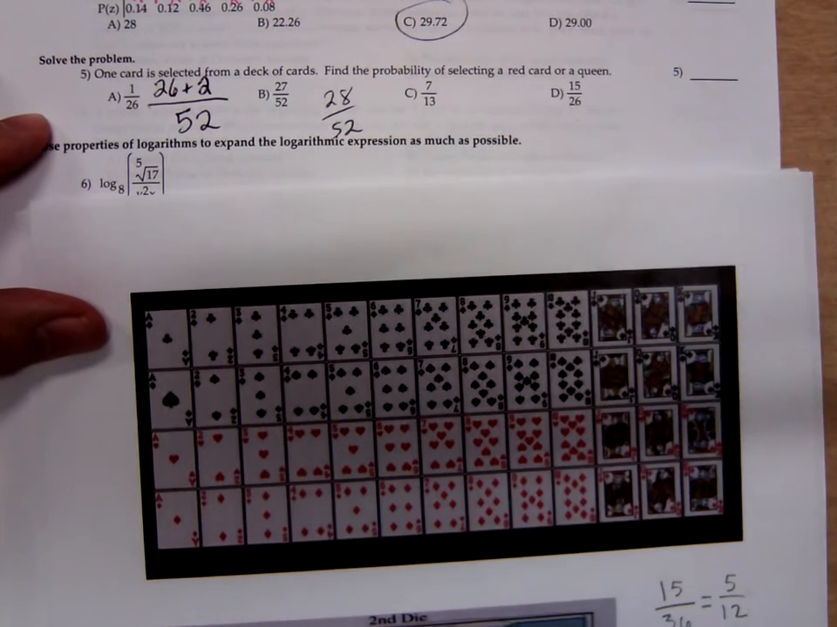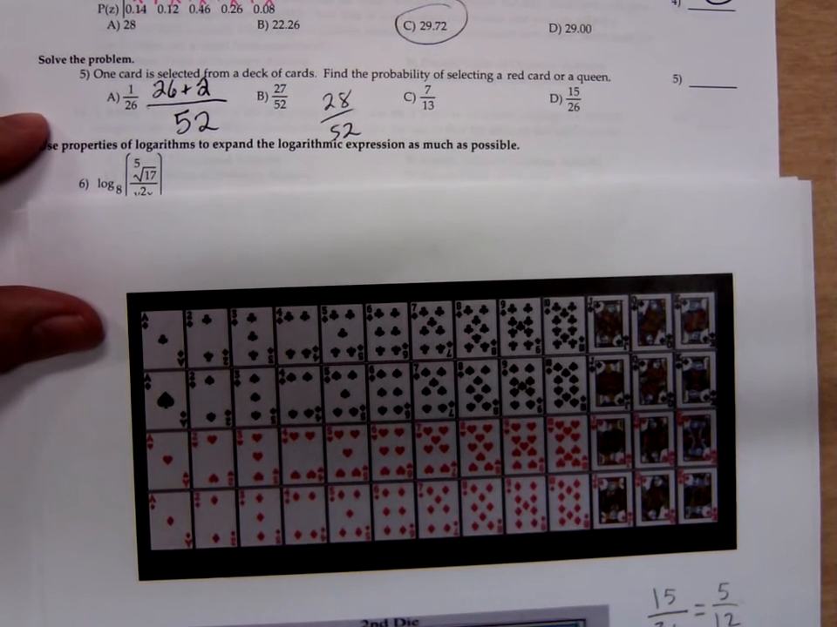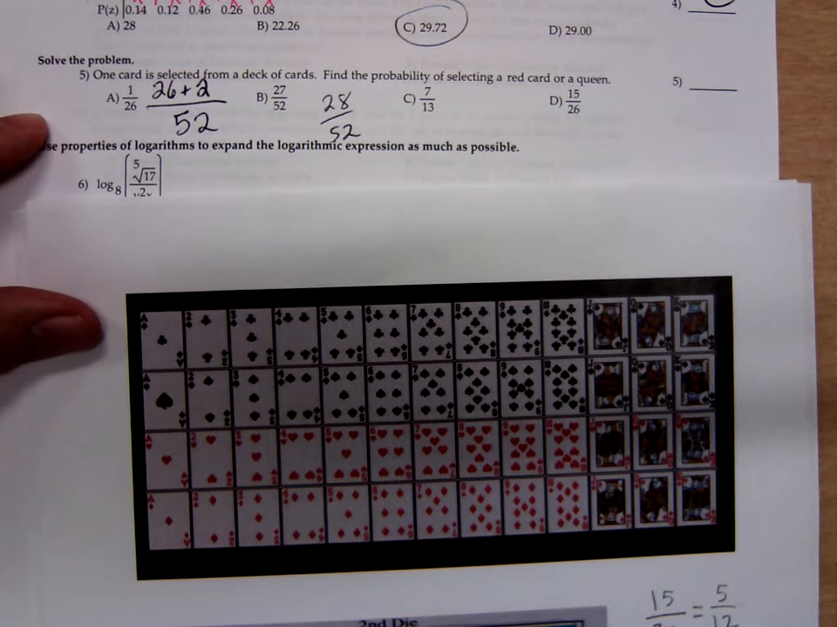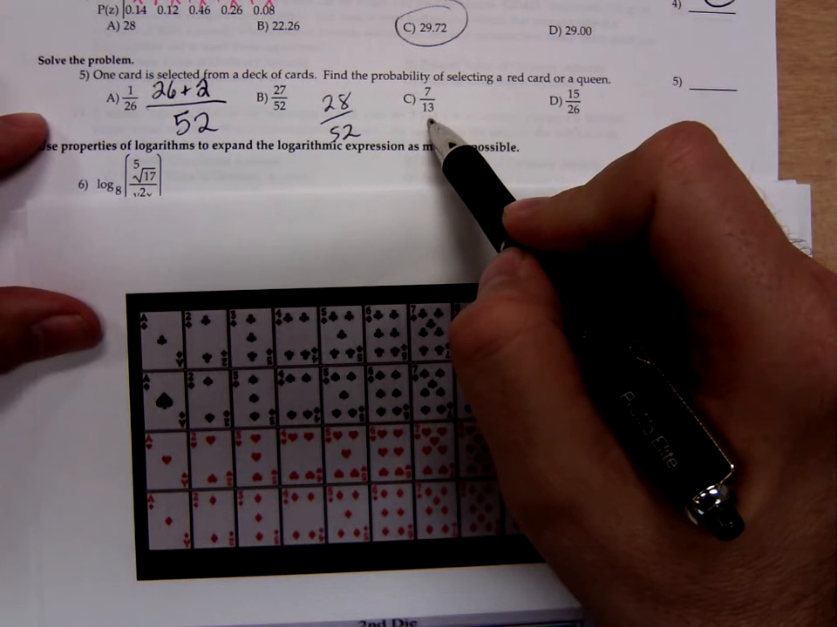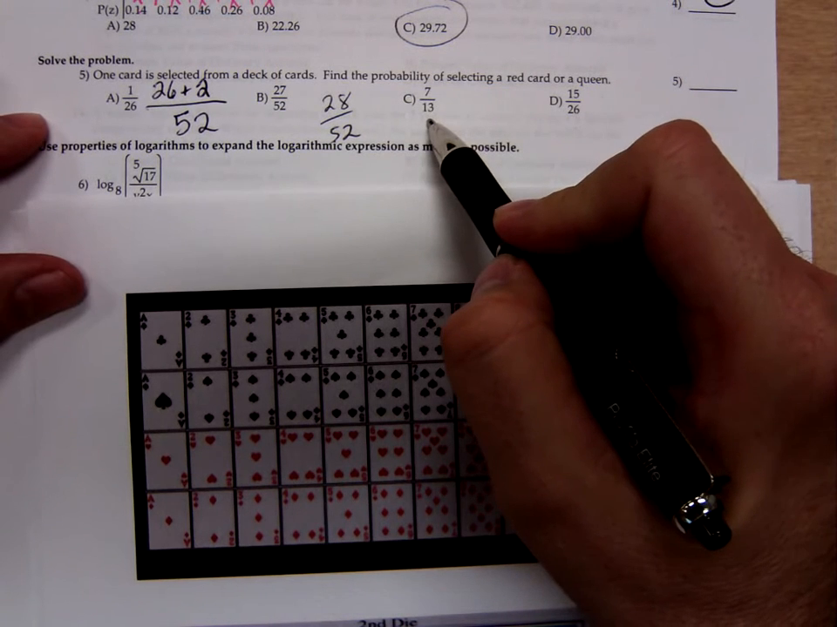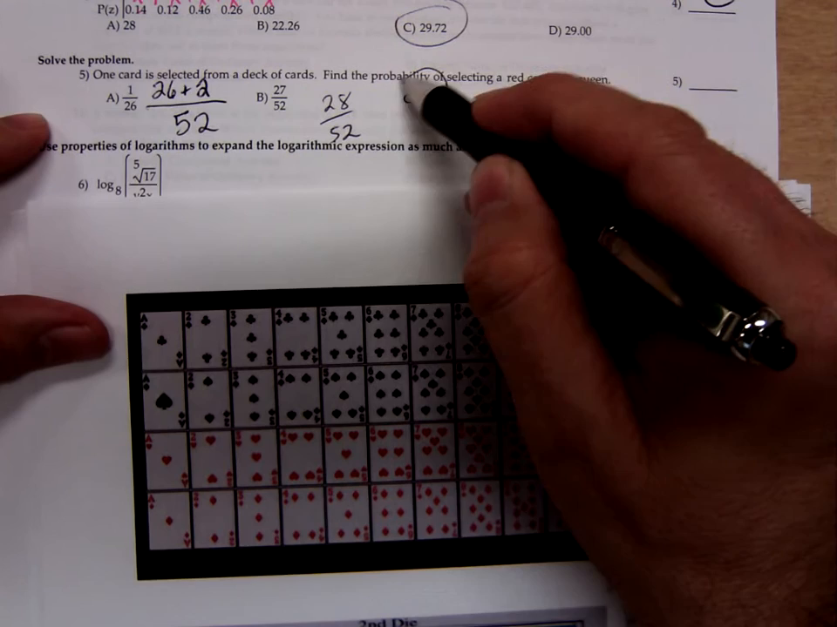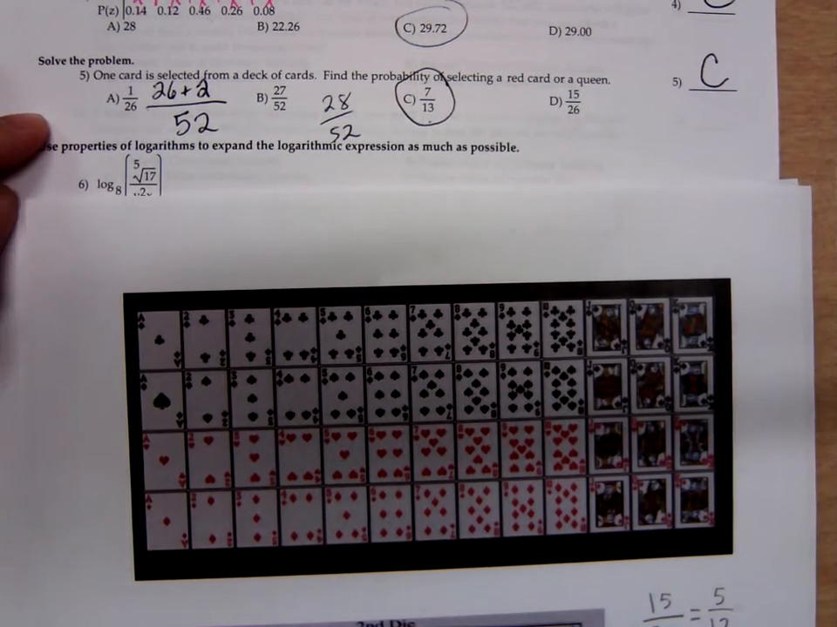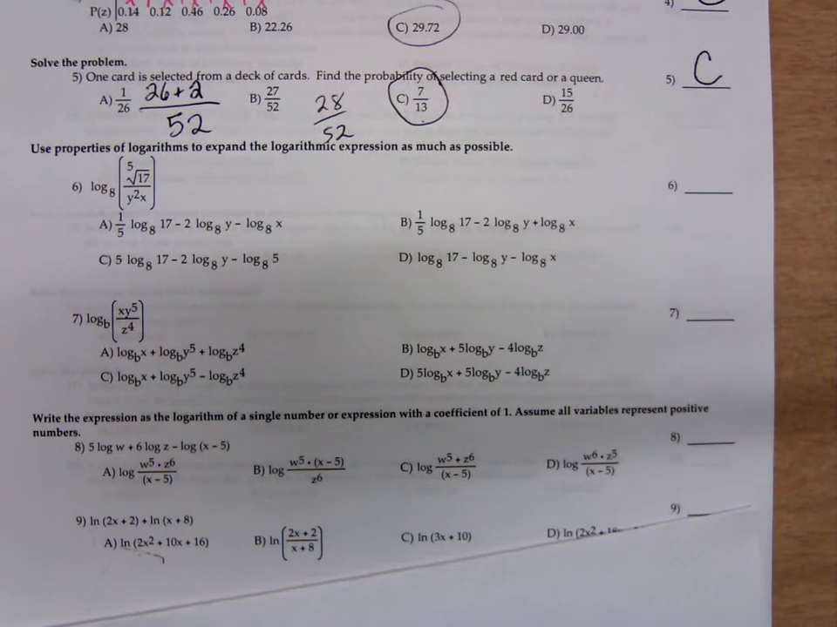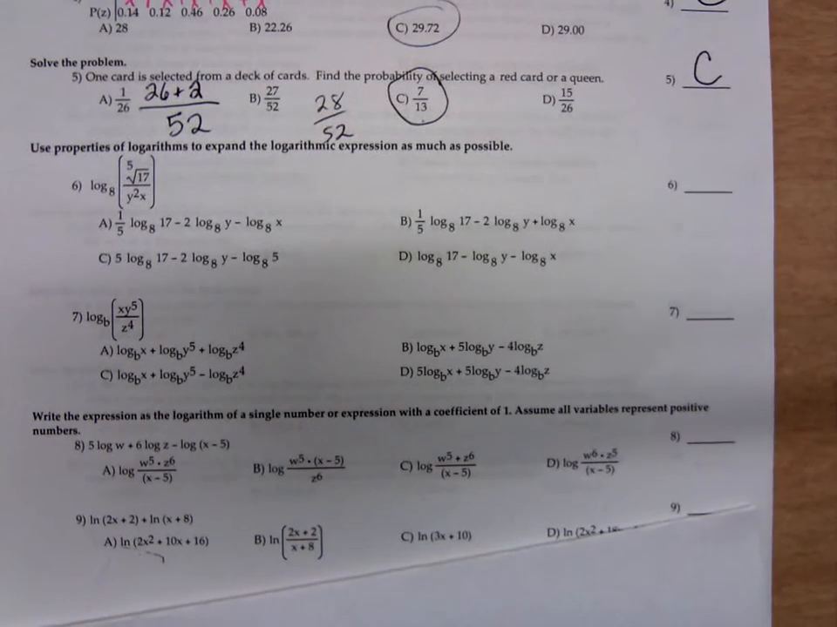I bet we can reduce that. What could we divide both of those numbers by? Maybe we divide by 4? Would that give 7 over 13? 7 over 13? Okay, C. There you go.